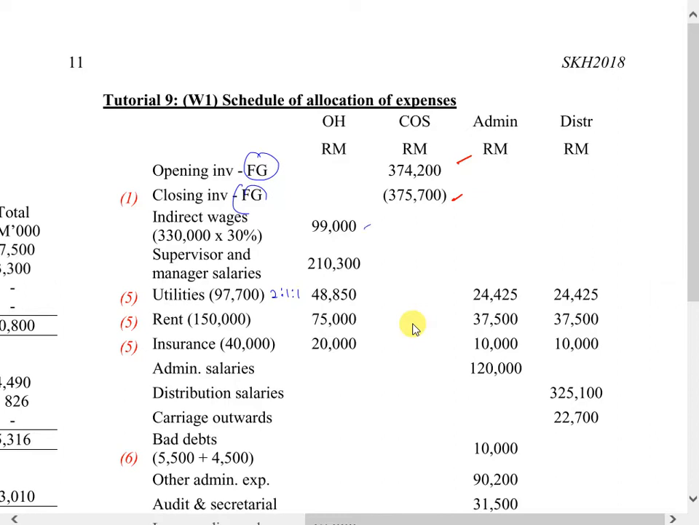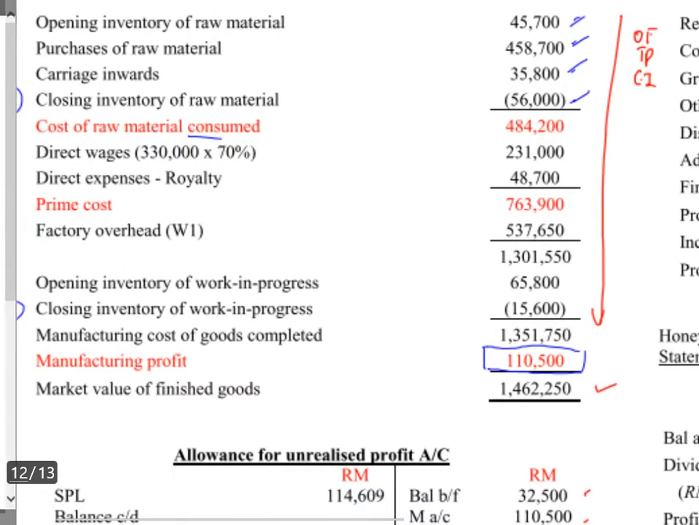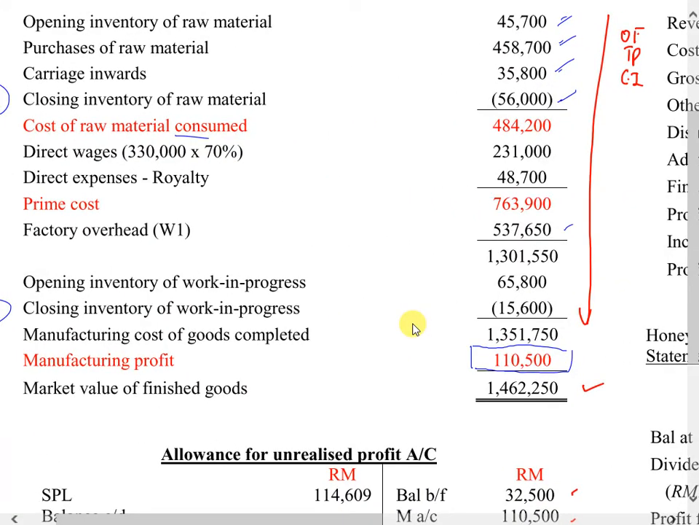Done. Show working, half a mark. Working, 1 mark. No working, half a mark. That's it. Supervisor salary also part of overhead here. Meaning later our total overhead 537. We will put it here, 537. Understand?